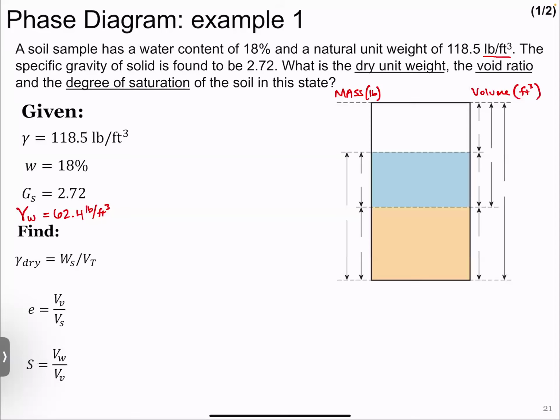Let's think about what each one of these things represents here. We know that the density is our weight of solid plus our weight of water divided by the total volume. We know that the moisture content is the weight of the water divided by the weight of the solid portion. We know that the specific gravity, and I'm just going to shoot it out here a bit, is equal to the density of our solid portion divided by the density of water.